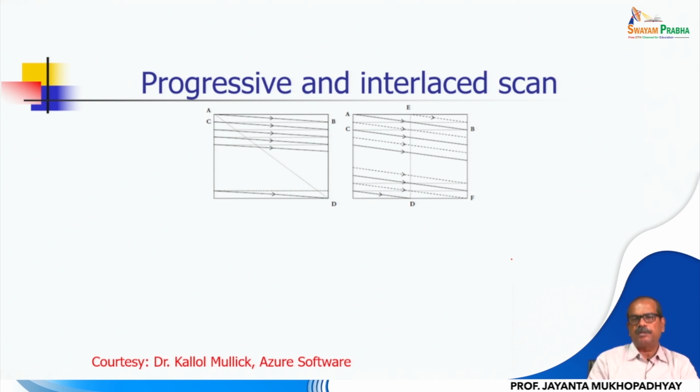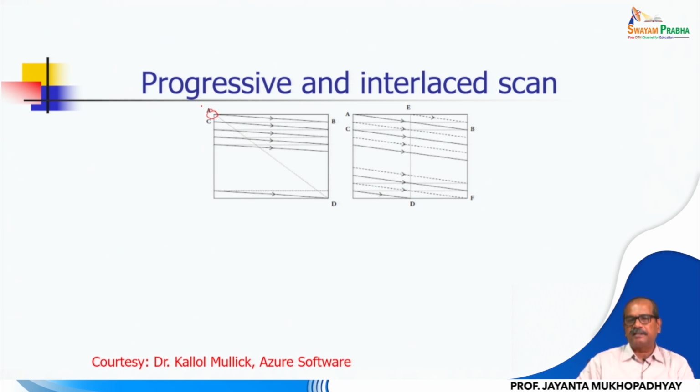There are two types of scanning, particularly when we generate the video frames, and it is closely linked with our television technology. One kind of scan is progressive scan, where each horizontal line is scanned, and after the end of that frame, you go back for the next frame to the same position, the topmost and leftmost position, and again you start scanning from left to right. So this is called progressive.